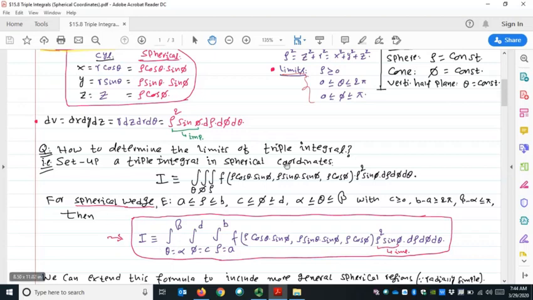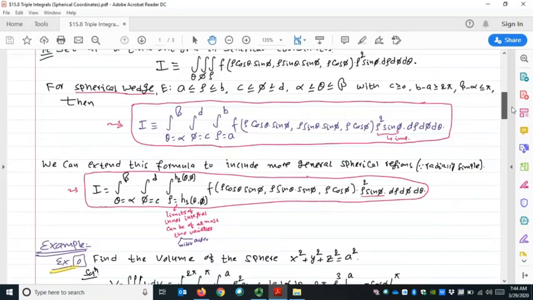So now we can extend this formula to include more general spherical regions, for example, radially simple regions where our rho depends on theta and phi. Then these triple integrals in spherical coordinates can be denoted by I equals, I copied this integrand function as it is, f of rho cosine theta sine phi, rho sine theta sine phi, rho cosine phi, and then the volume element rho square sine phi d rho d phi d theta.